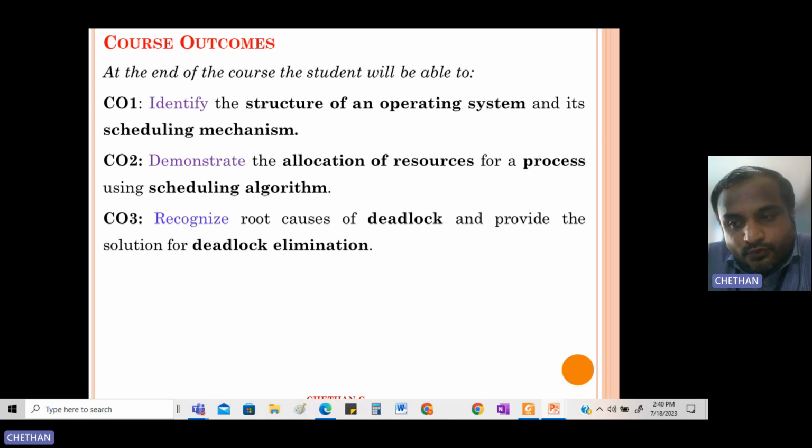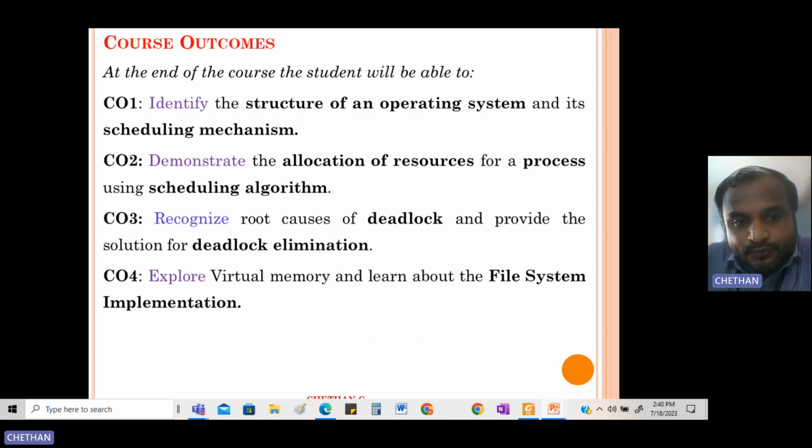The third course outcome will be in terms of deadlocks and how we are going to eliminate deadlocks. Deadlock avoidance, the banker's algorithm, all of those things will be coming in module 3, course outcome 3. You will be able to learn about deadlock and how you are going to eliminate it. Then the fourth course outcome would be in terms of how we are going to explore virtual memory and the file system implementation. File system will be one of the subjects in the upcoming semesters.